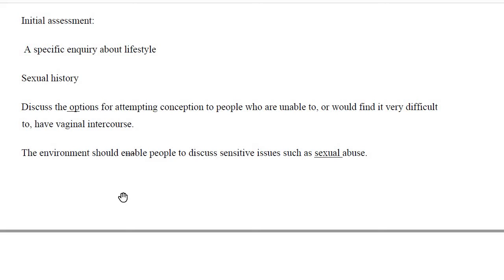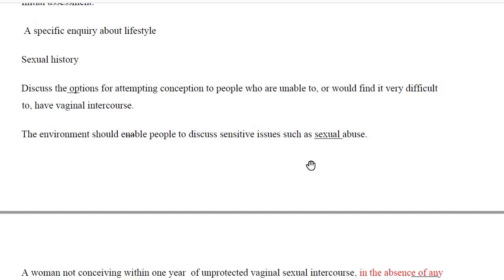We need to address it. I will give you one example. We had a patient whose BMI was like 70. So even for intercourse to happen, somebody had to hold her thighs so that the husband could enter. So we need to explore in depth what exactly her hindrance is. The environment should enable people to discuss sensitive issues such as sexual abuse.